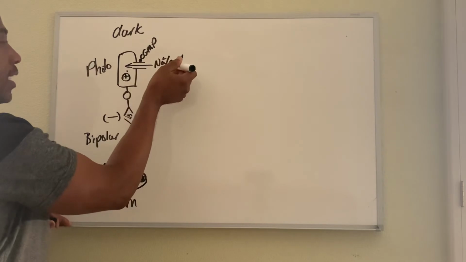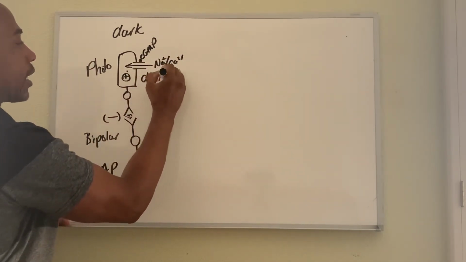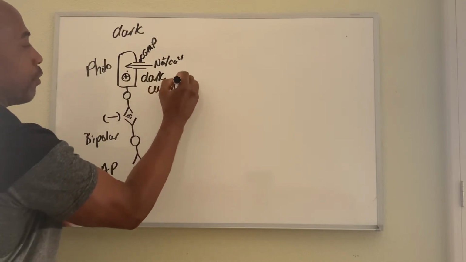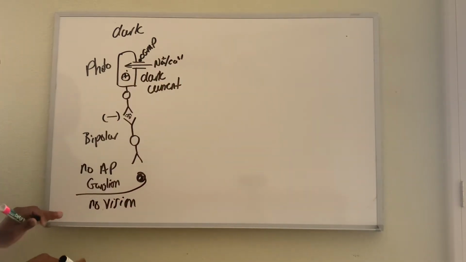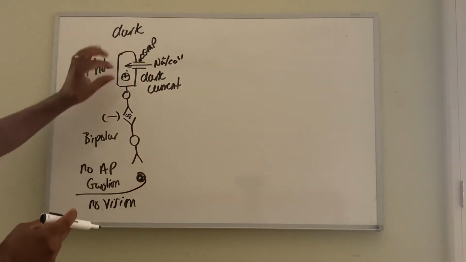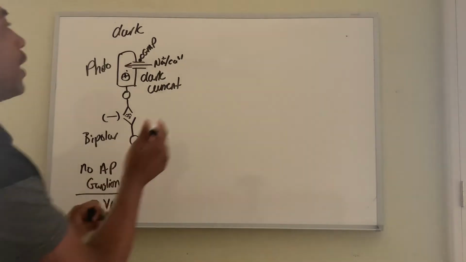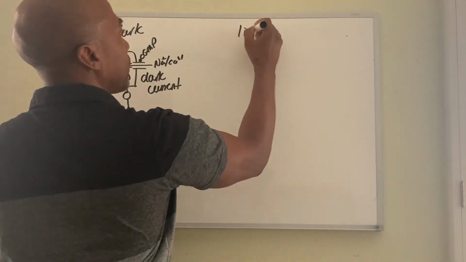And by the way, this incoming flux of ions is called the dark current. It refers to the movement of sodium and calcium into the photoreceptors in the dark because the gate is being held open by cyclic GMP. Now, in the light, something else happens.